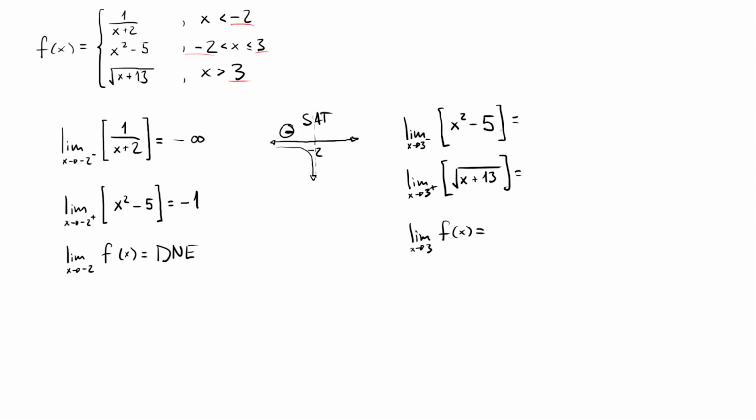Well, that's easy. That's just a polynomial. We're just going to substitute a 3 into there. We're going to get 3 squared, which is 9. 9 minus 5 is 4. Easy. Okay, what is the limit as x approaches just 3 of the square root of x plus 13?